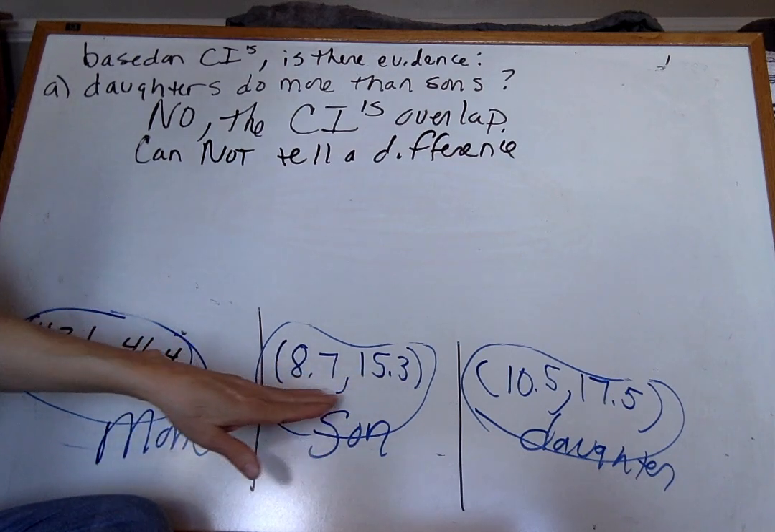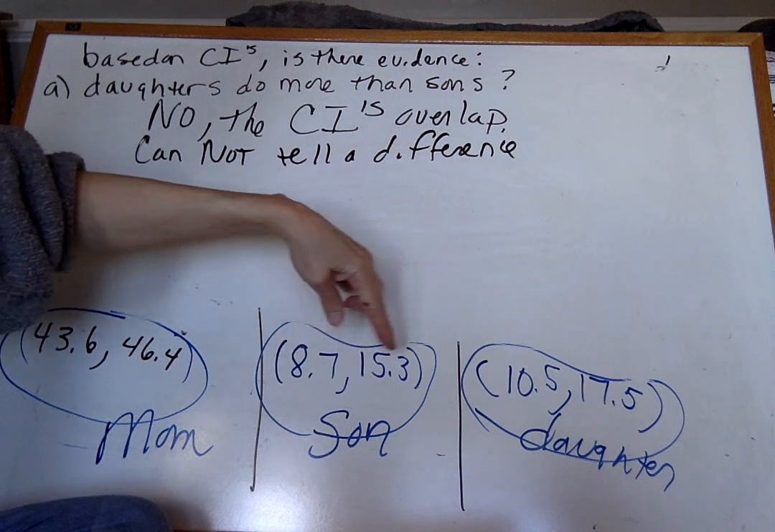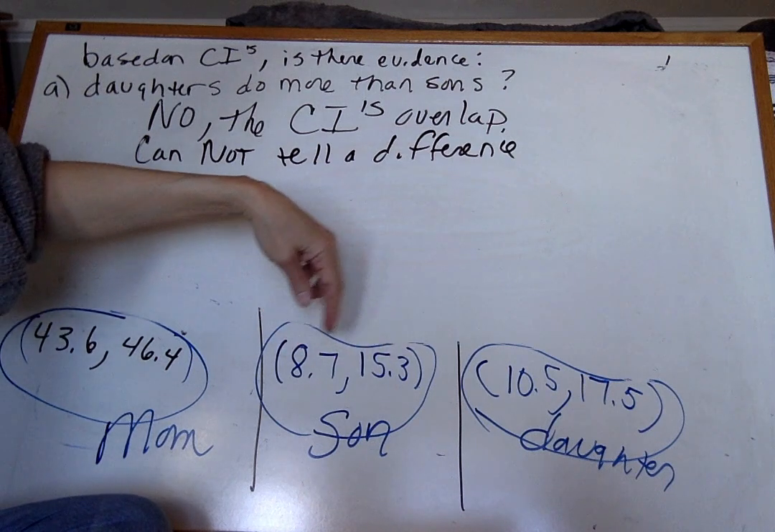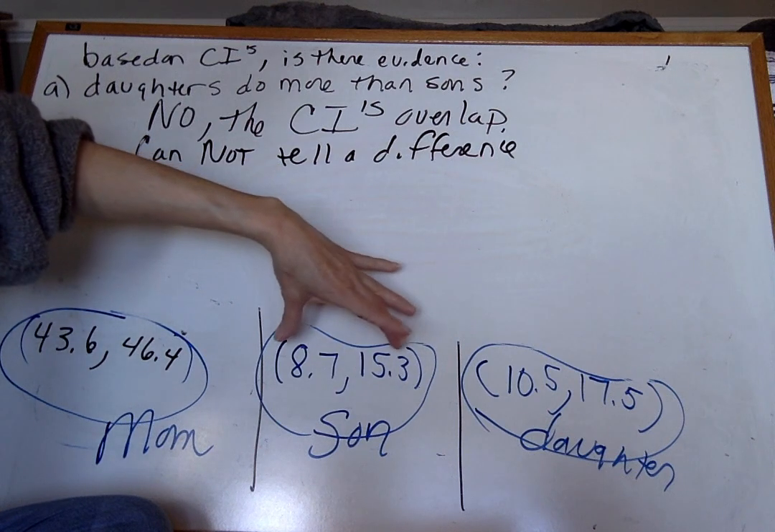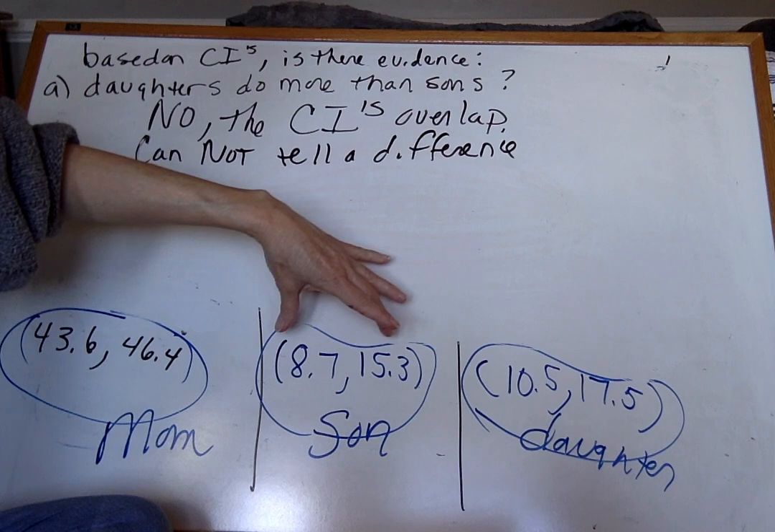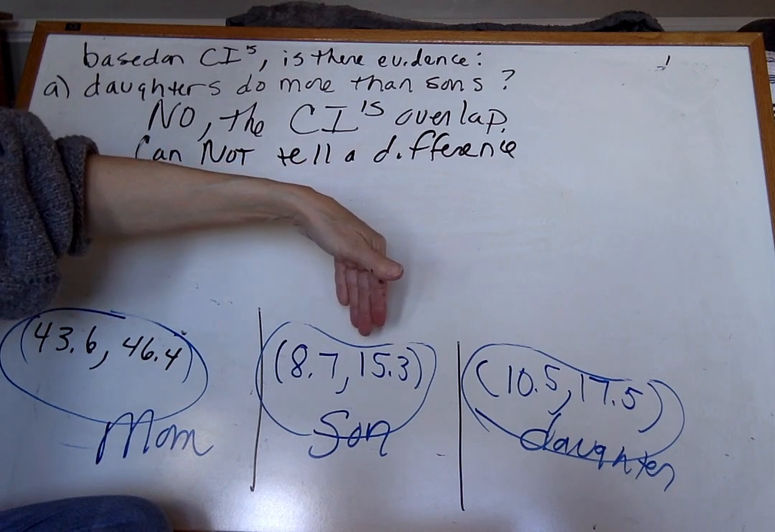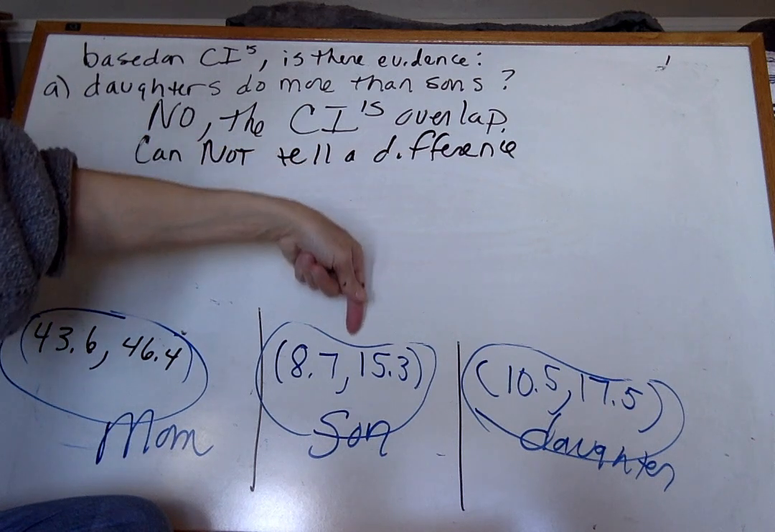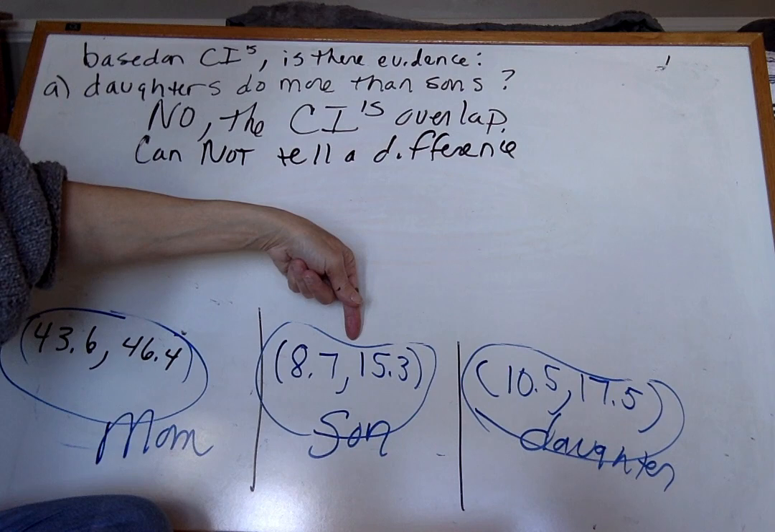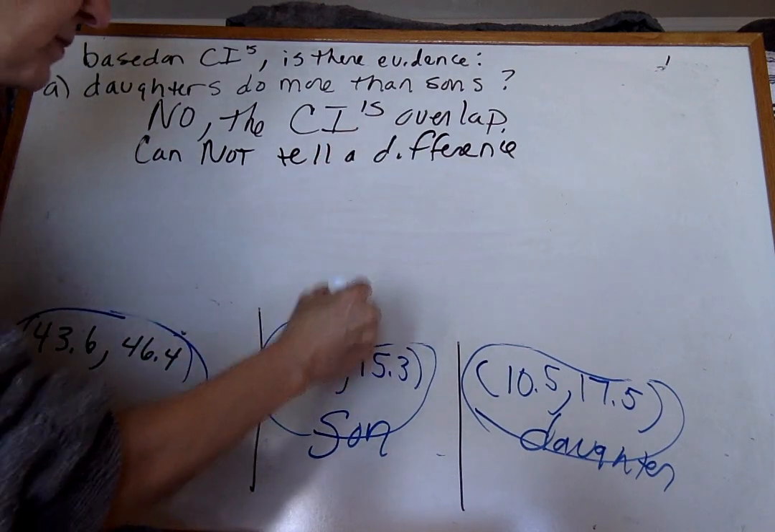Back to this just for a second for the sons. Remember, we don't know where the truth is in there. We're 95% confident that this range of numbers captures the truth, but we don't know if it's closer to 8.7, we don't know if it's closer to 15.3, so it's just in there somewhere. A lot of students think the middle of it is somehow special. Think about what the middle is, though.